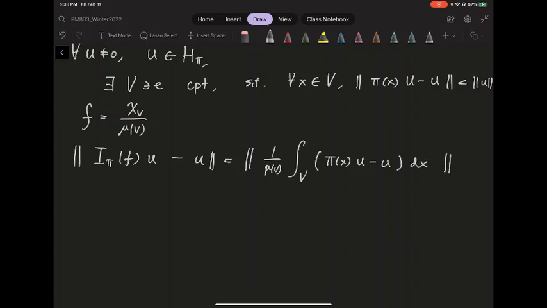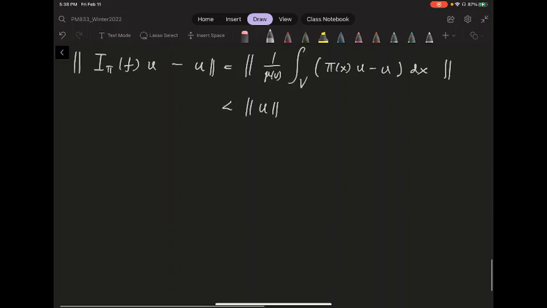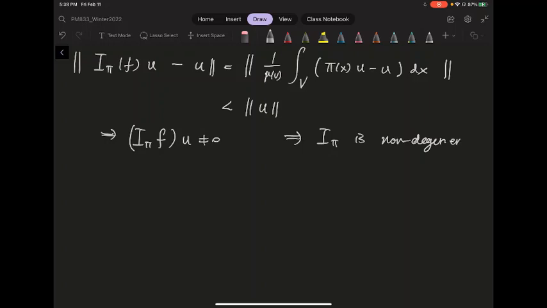Because on this V it is bounded strictly less than the length of u, this one is also strictly less than the length of u. In other words, I pi of f of u is not going to be equal to 0. So basically it shows that for every non-zero vector, you can see it is non-zero by some element in the range of I pi. So I pi is non-degenerate. Okay, so this finishes the proof.